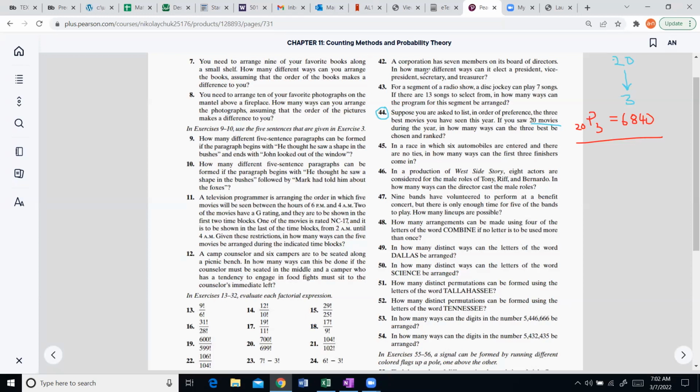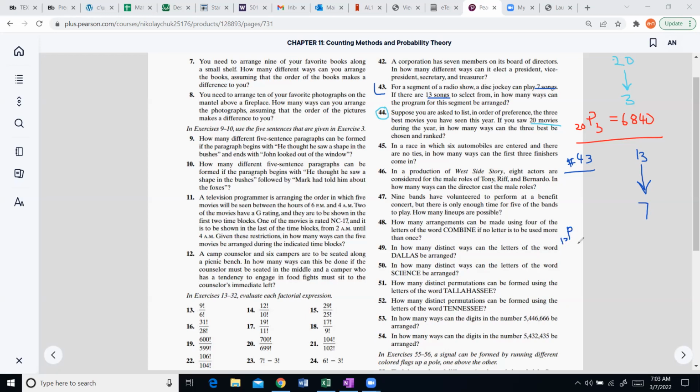One more exercise, number 43, that wants us to look at a radio show with 7 songs, and the total is 13. So in exercise number 43, they actually have 13 songs, and they want to choose 7 out of those. And the keyword is arrange them. So they don't just select 7, they arrange them in order.